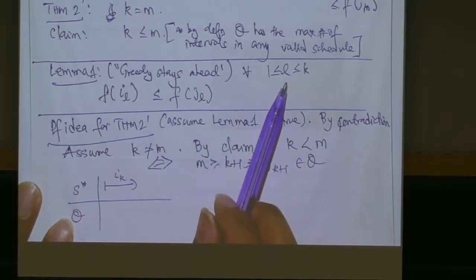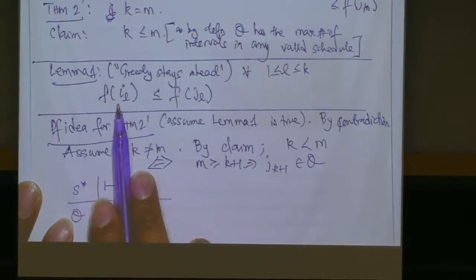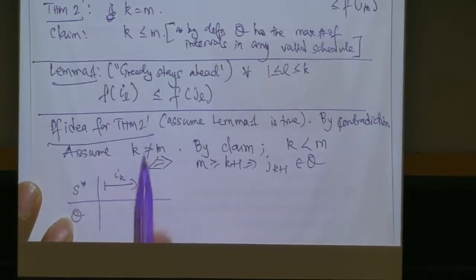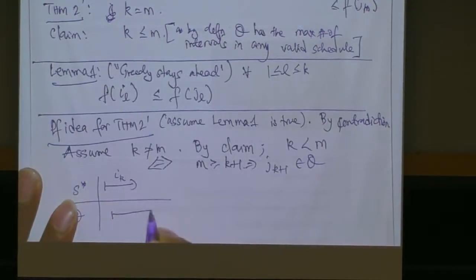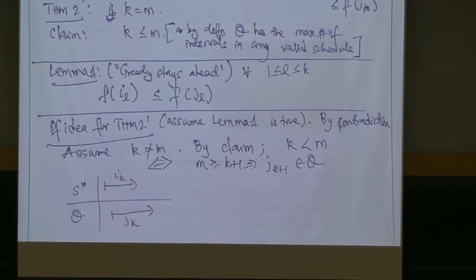I also know that by the greedy stays ahead argument, the kth guy in greedy will finish before the kth guy in the optimal. Right? So if I draw j of k, I don't know much about the start time of j of k, but I do know for sure that it cannot finish strictly before the i of k. Okay, so the finish time will come after this. And not only that, we know that j of k plus 1 is in the optimal solution.